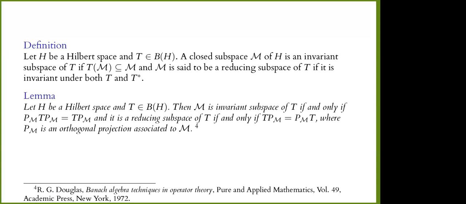And whenever we have T to be a bounded operator on H and M is a closed subspace of H, then we say that M is an invariant subspace of T if T maps M into itself, and it is said to be a reducing subspace if M is invariant under T as well as its adjoint. Equivalently, since M is a closed subspace of H, associated to that we have a unique orthogonal projection. We denote it by P_M. Then for an operator T coming from B(H), the set M is invariant subspace if and only if this equality holds, and it is said to be a reducing subspace of T if T commutes with the projection P_M.